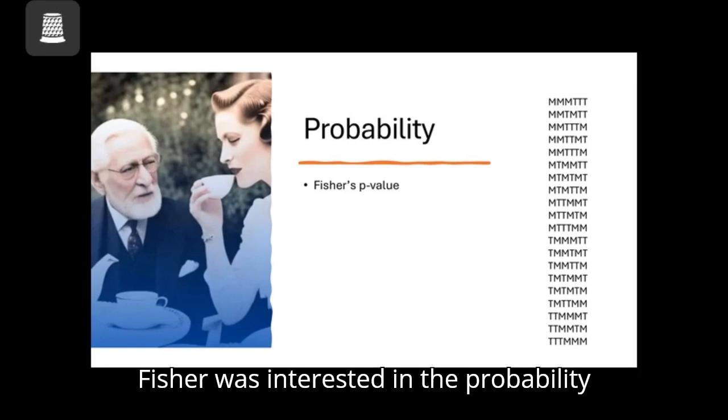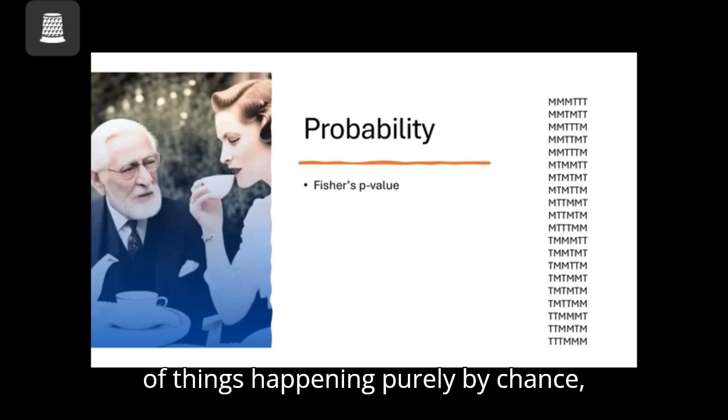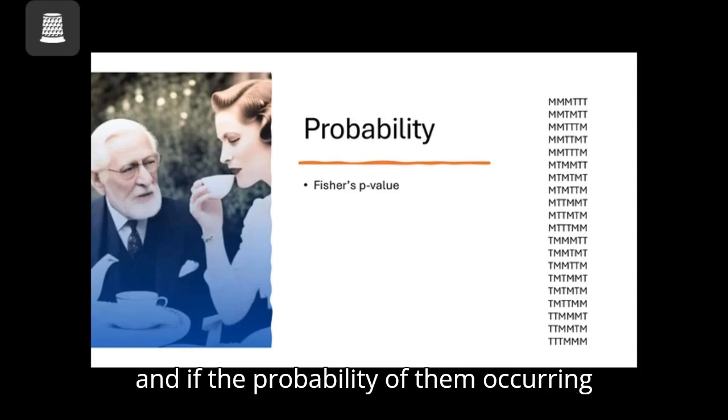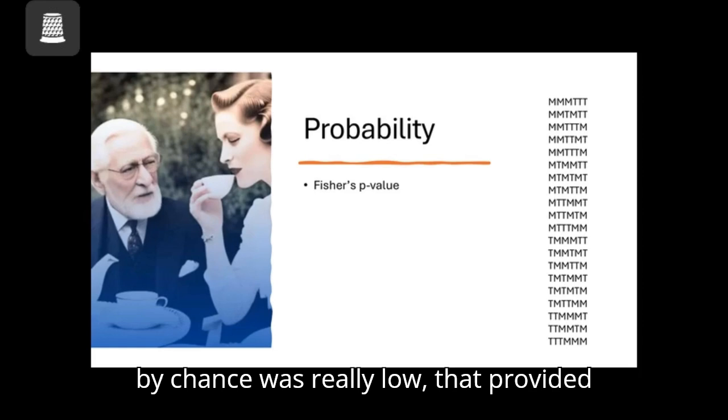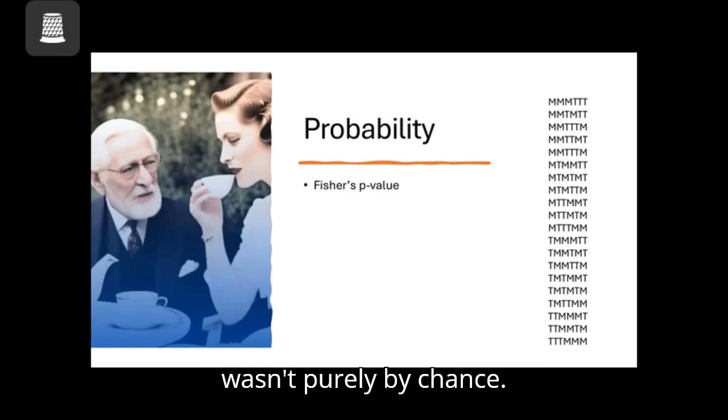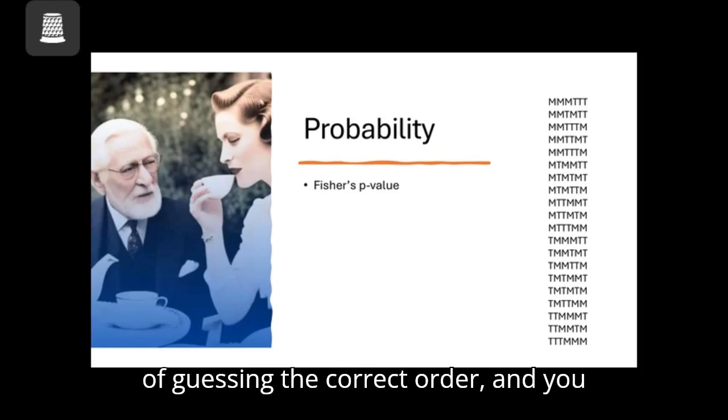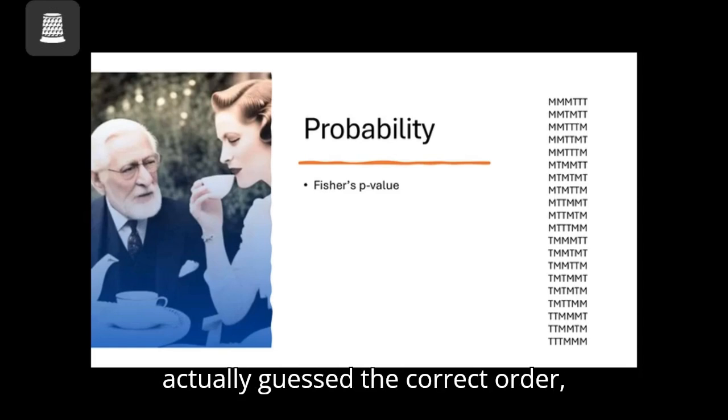So Fisher was interested in the probability of things happening purely by chance. And if the probability of them occurring by chance was really low, that provided us with some degree of evidence that it wasn't purely by chance. So if you had a 1 in 20 chance of guessing the correct order and you actually guessed the correct order, then there's a decent chance it wasn't purely chance.